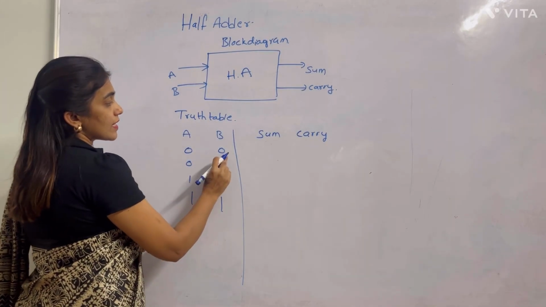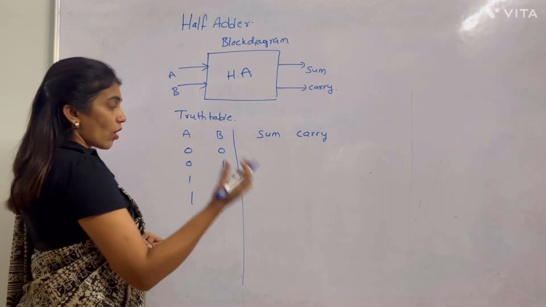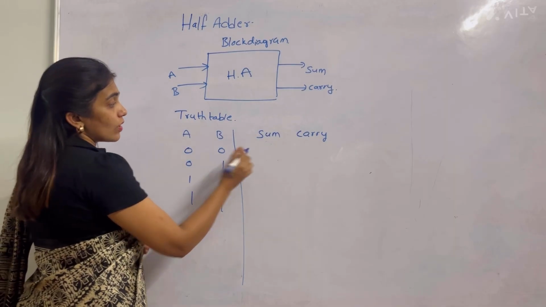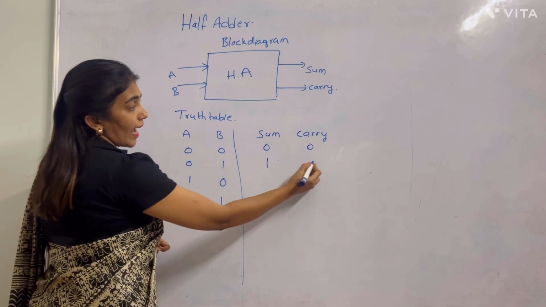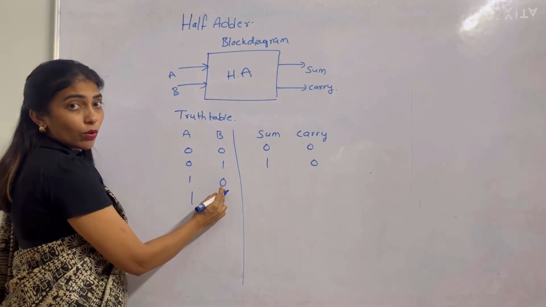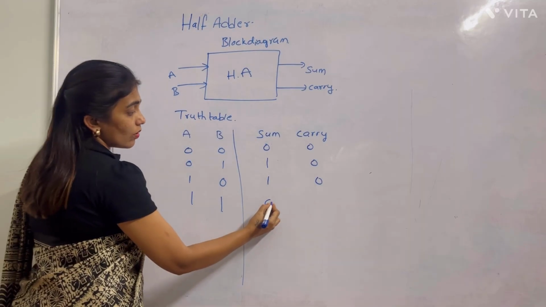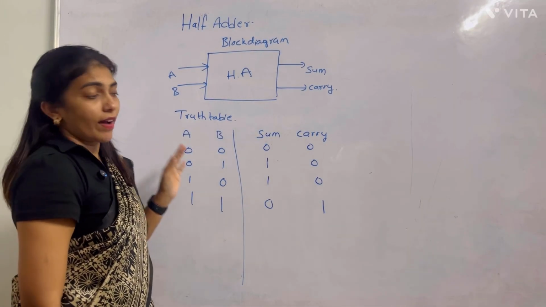Sum: 0 plus 0. We already know how to do binary addition, right? So according to that, we are filling the truth table here. 0 plus 0, sum 0, carry 0. 0 plus 1, sum 1, carry 0. 1 plus 0, sum 1, carry 0. 1 plus 1, sum 0, carry 1. So this is the truth table for the half adder.